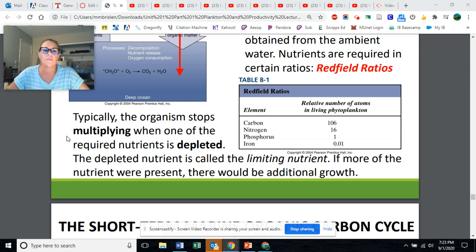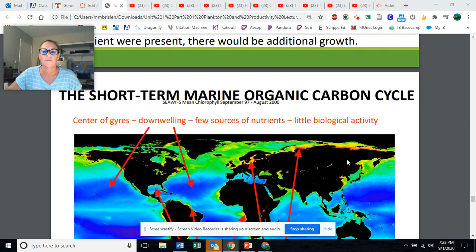Typically, the organism stops multiplying when one of the required nutrients is depleted. Okay, so the depleted nutrient is called the limiting nutrient. If more of the nutrient is present, there would be additional growth. Okay, so that's a little bit about that.